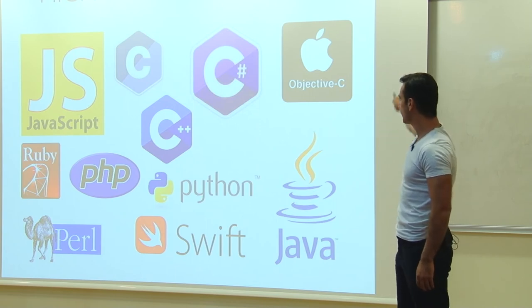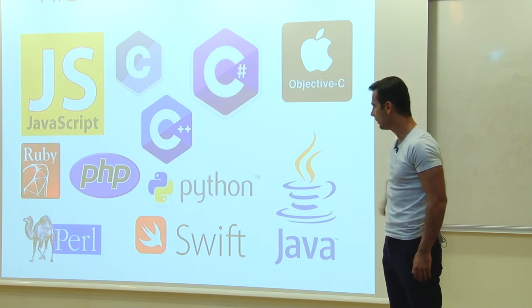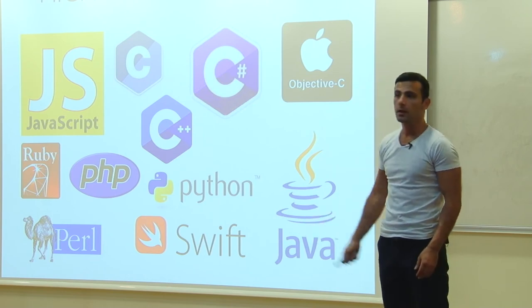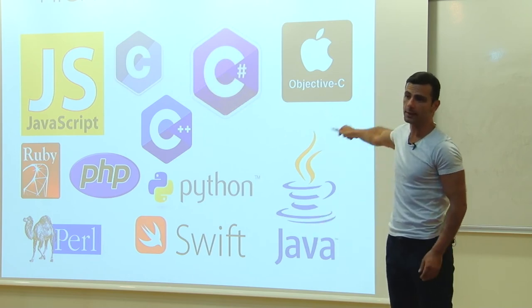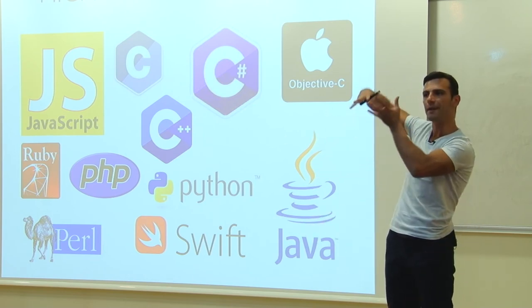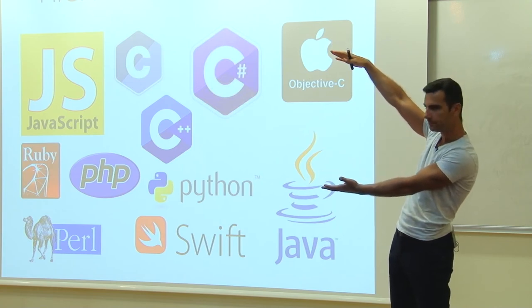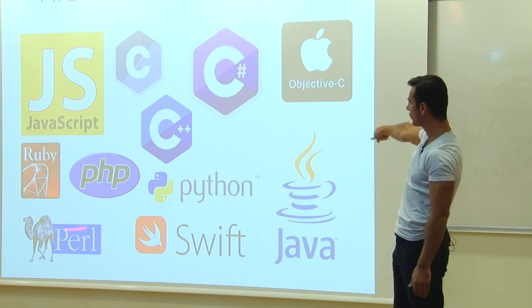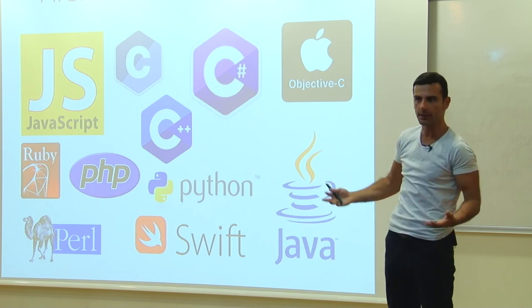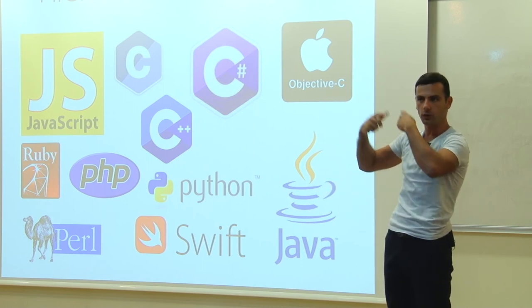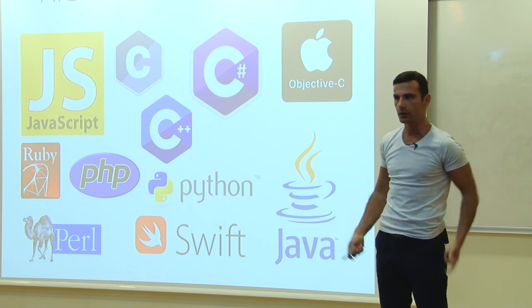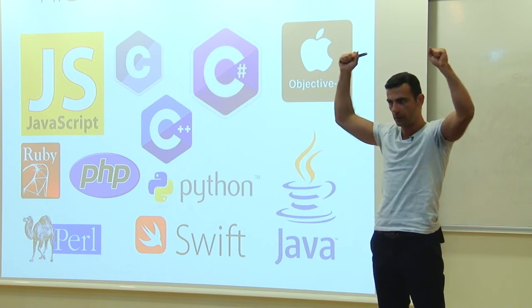JavaScript, C, C++, C#, Objective-C, Python, PHP, Perl, and so on. Many of you have heard of these languages. Now you understand kind of where they fit in computer science, in computing in general. So if you hear JavaScript, PHP, you kind of know what that is. It's just a language that eventually turns into zeros and ones, and you get computation.